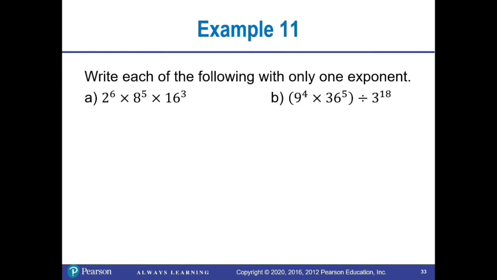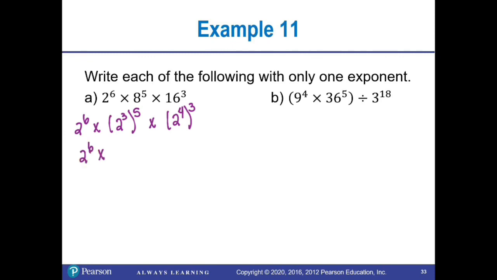Our directions here ask us to write each of the following with only one exponent. So in part A, I have 2 to the 6th, 8 to the 5th, and 16 to the 3rd. Well, there's nothing I can do with that 2 to the 6th. But 8 is 2 times 2 times 2, or 2 to the 3rd power. Now don't forget the 8 had that 5th power with it. 16 is 2 times 2 times 2 times 2, or 2 to the 4th power. Now don't forget about that 3rd power that was originally with the 16.